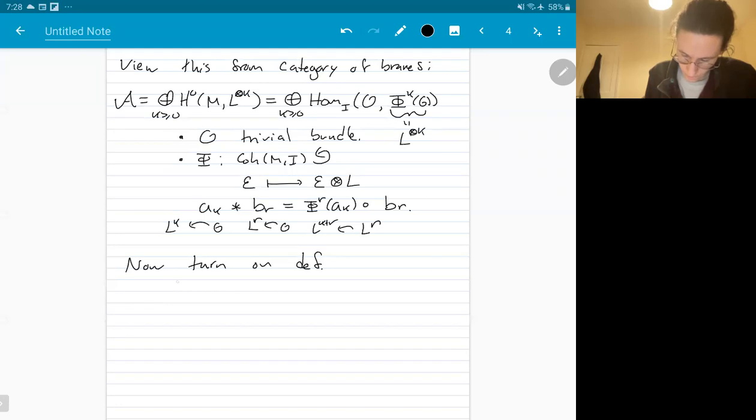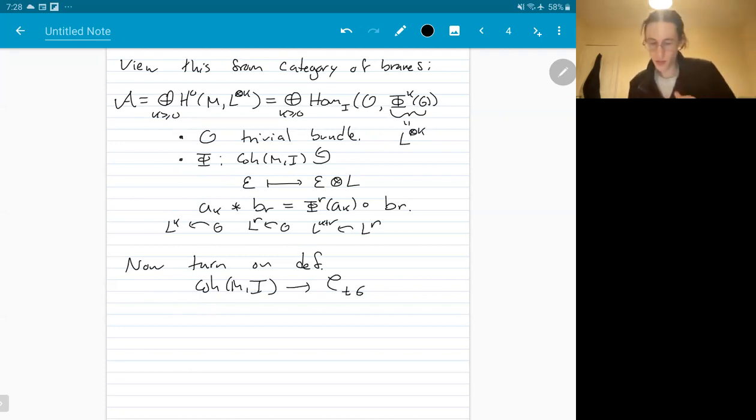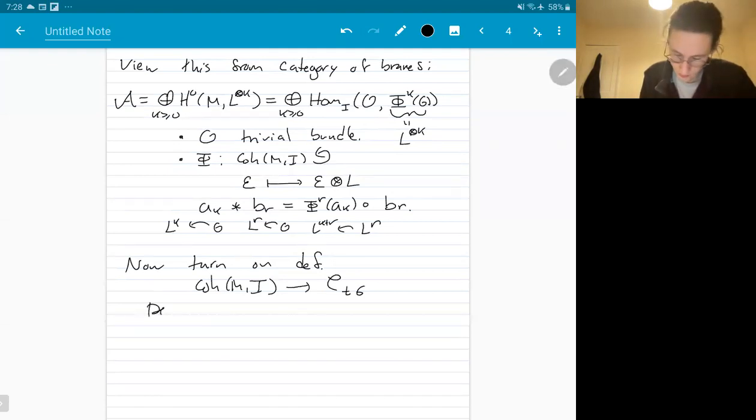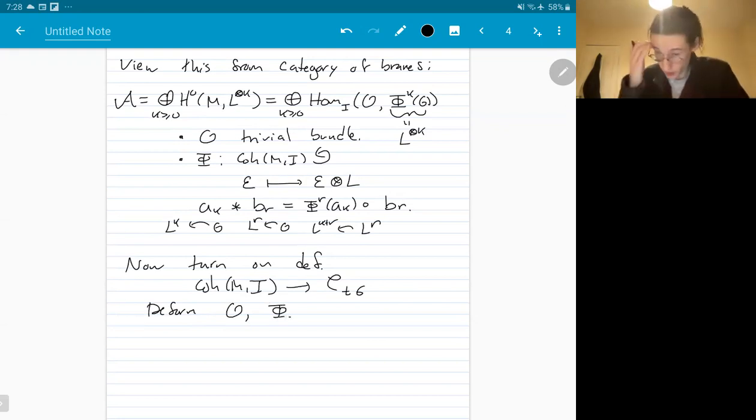Okay, so now if we want to turn on the deformation, we would deform this category, say to this category here, and then if we want to deform this algebra, we'd also try to deform both O and this functor. So let's just try to do this.